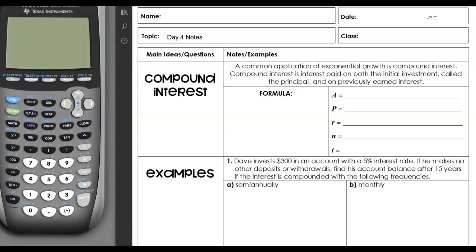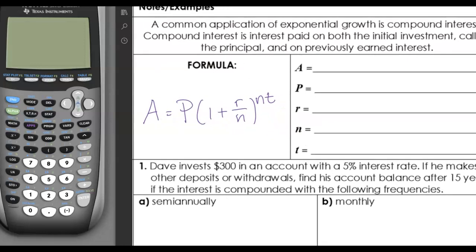Now, first, I'm going to write down our formula, and then we're going to define each one of the variables in the formula. So, our formula for compound interest is A equals P times (1 plus r over n) raised to the power n times t. Where A is the total amount in your account. That's why it's a big A. We don't want to make it a big T because that can be associated with time, and we don't really want that associated with time. So we make it a big A.